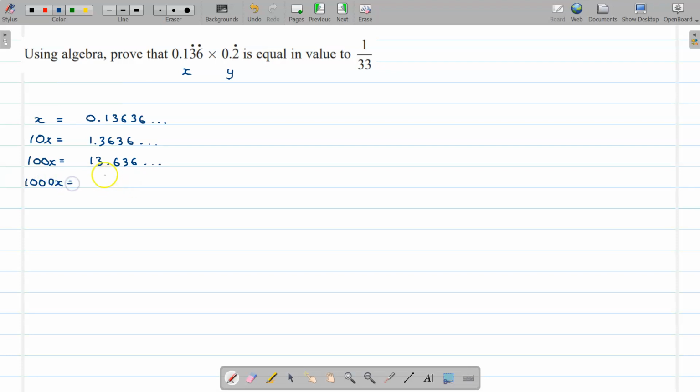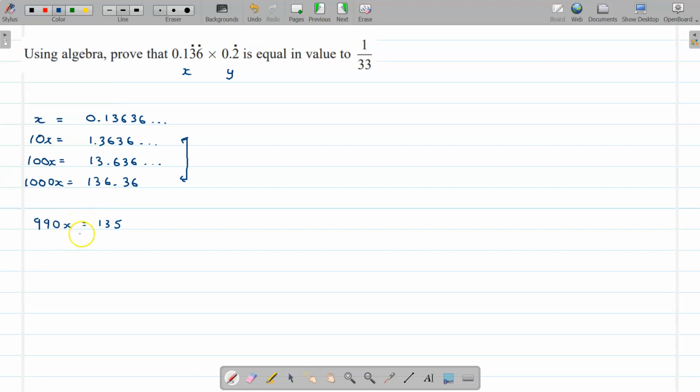And what you're actually looking for is the first pair of numbers where the decimal part is identical. So this would be 136.36. Okay, so both of these two parts have a decimal bit that is the same. They both have 0.36. So what I'm going to do is subtract them from each other to give me 990x equals 135 exactly. Yes, if I take that, take away that, it'll give me 135.